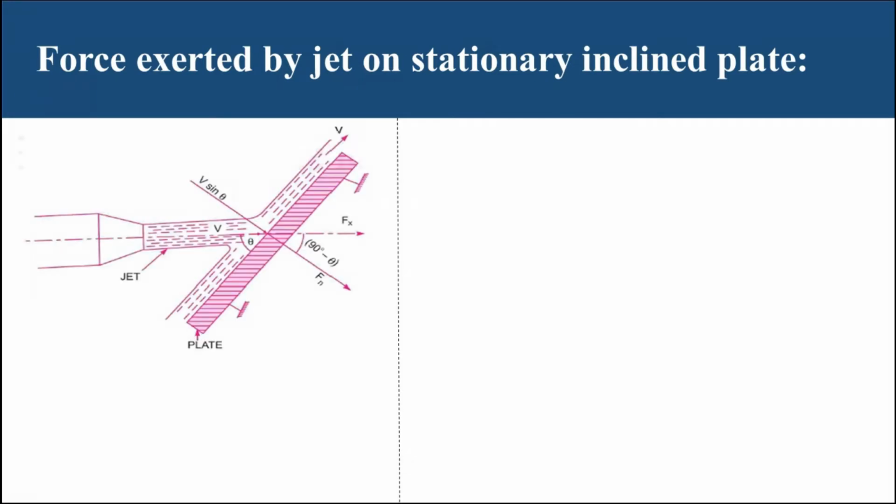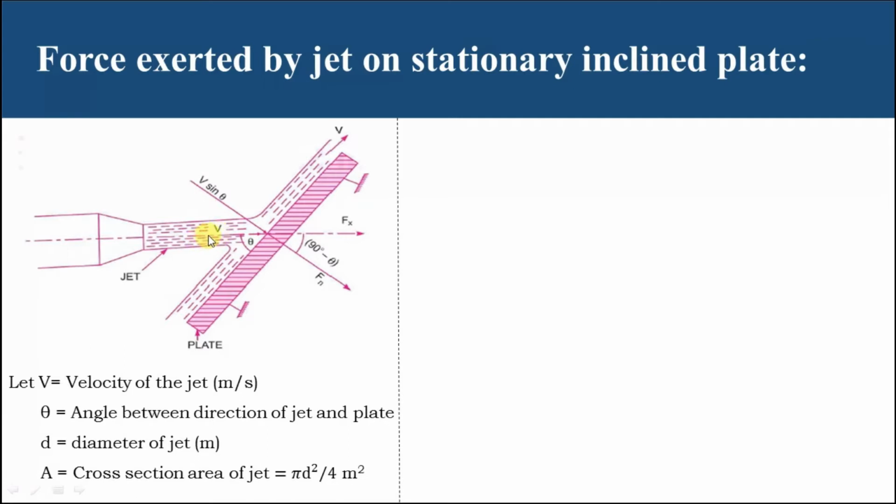So we will say consider any fixed inclined plate as shown in the figure. Consider a horizontal jet of water is coming out from the nozzle. Let v is the velocity of the jet with which the water is moving in the jet. Now when this jet strikes the plate, let theta is the angle made by the direction of jet with the plane surface. So theta is the angle between the direction of jet and the plate.